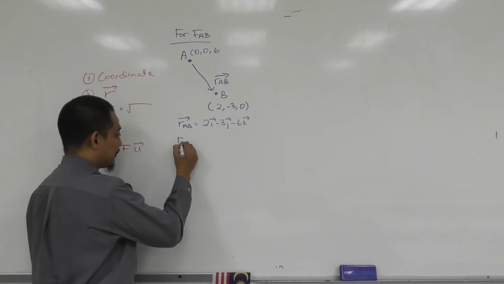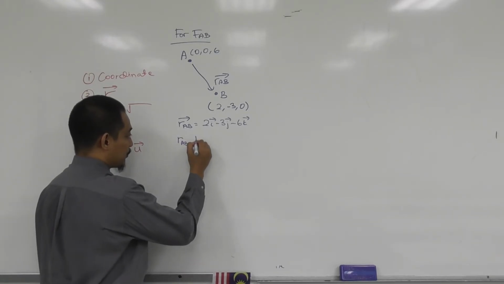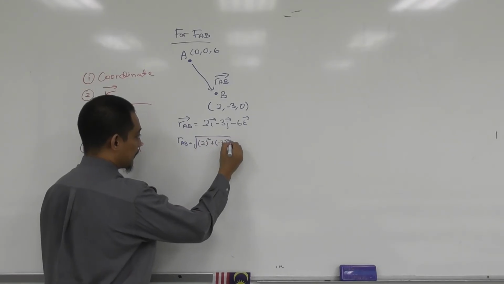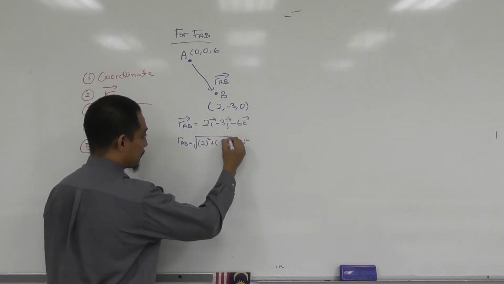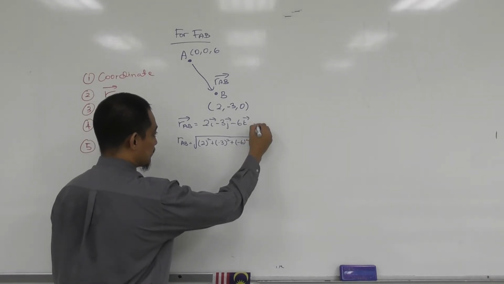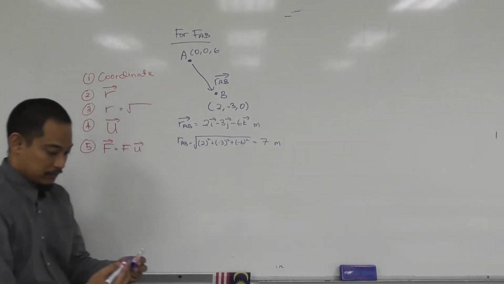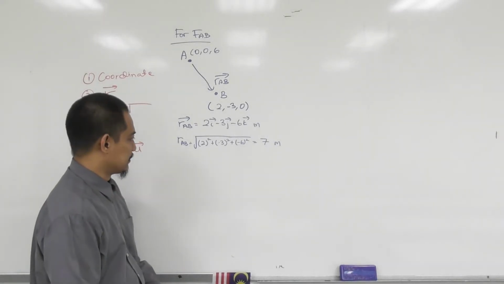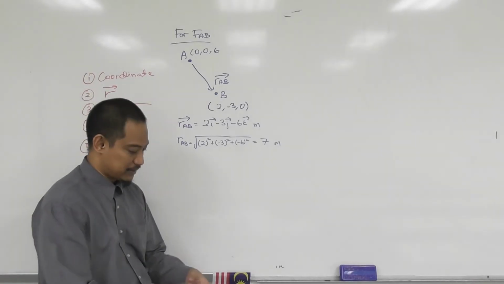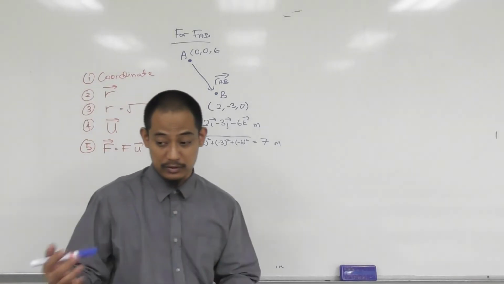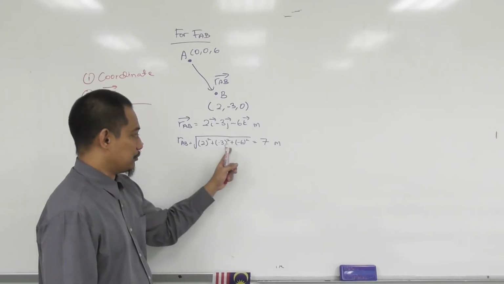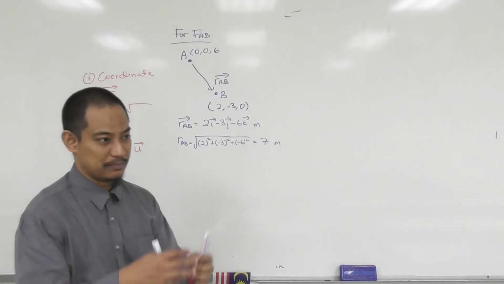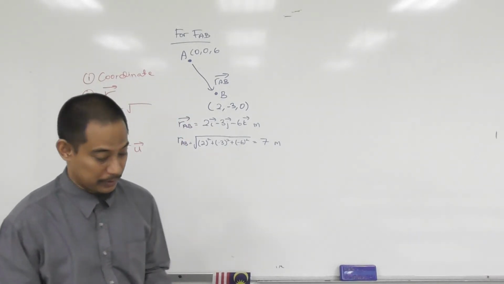Alright? RAB, the magnitude: square root of 2 squared plus minus 3 squared plus minus 6 squared. Basically we get 7 meters. They use a simple number, so 2, 3 and 6 becomes 7. Of course, in an exam, depending on the coordinates and dimensions, it will sometimes be something with decimal points, etc.